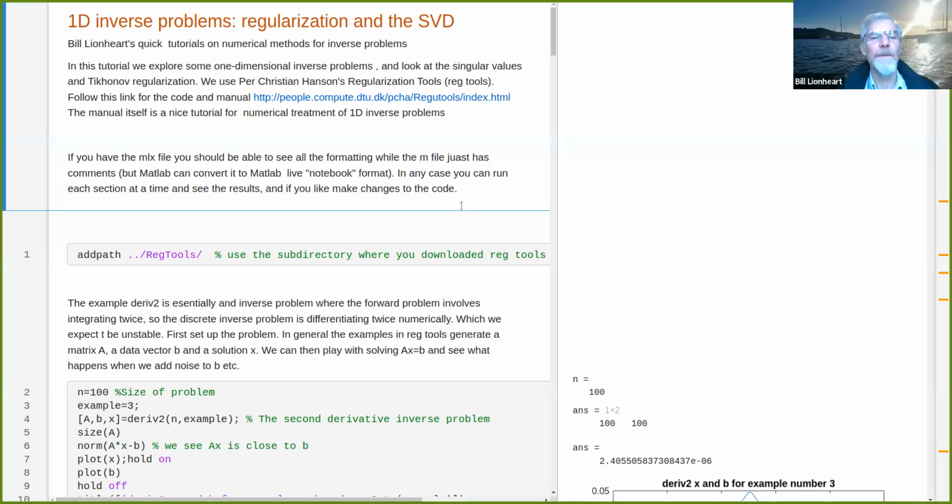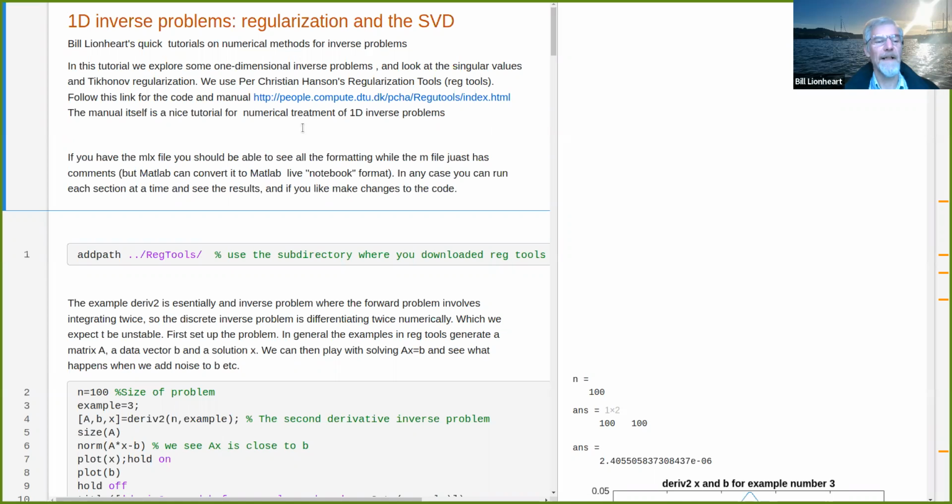Okay, so I have opened a MATLAB notebook here, which I will put a link to in the notes below. I'm going to use Per Christian Hansen's regularization tools, which you can see here on this link, and download it from the GitHub site. The manual in there, the PDF, is actually quite a nice tutorial book on inverse problems. So that would be well worth study in itself. I'm only going to use a few of the examples from this toolbox.